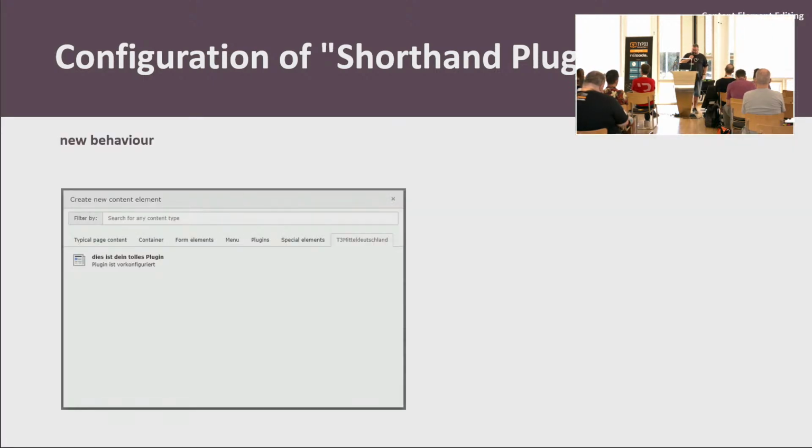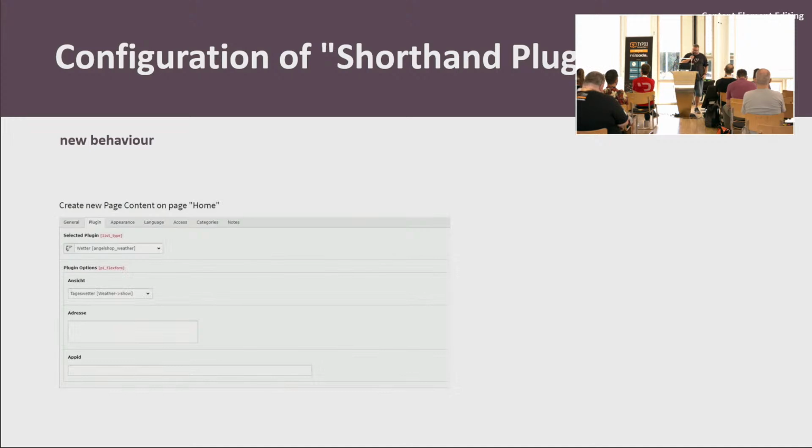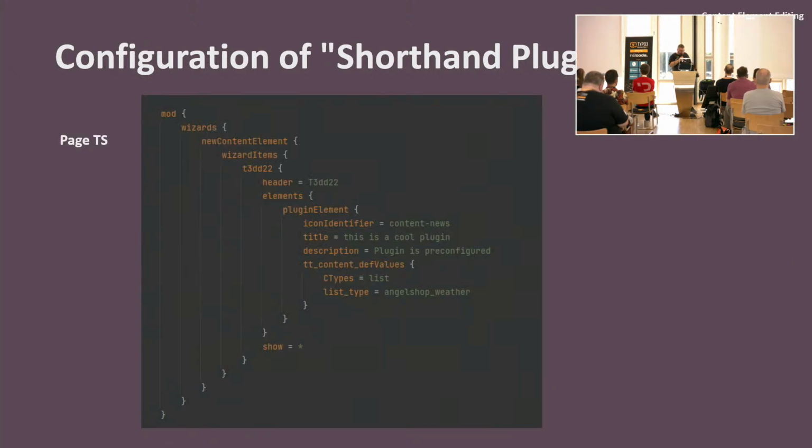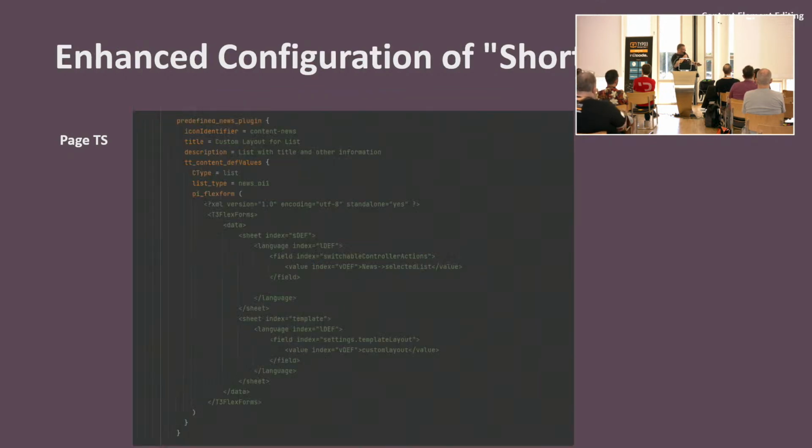We do it a little bit shorter, and then we say this is a new awesome plugin. Then you can write anything here, and the plugin is pre-configured with some options. This is the same way that we saw before: you can not only set the CType, you can set the list type too, and you have a pre-configured plugin. And when you want the options in the flex forms, you can set them before too.